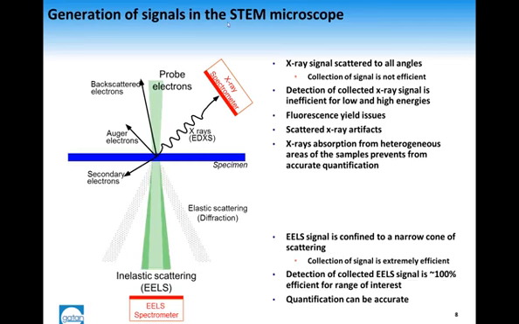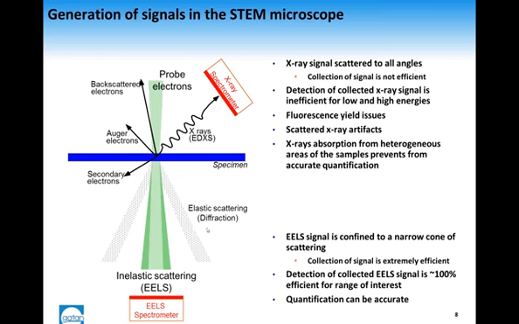This is the generation of signal in the STEM microscope. We have our specimen, and the incoming electrons hit and interact with the specimen. A lot of things will happen above and below the specimen. Above the specimen, we have the generation of Auger electrons, and X-rays that can be collected provided we have an X-ray spectrometer. Below the sample, we have generation of secondary electrons, which can be collected provided we have the detector.